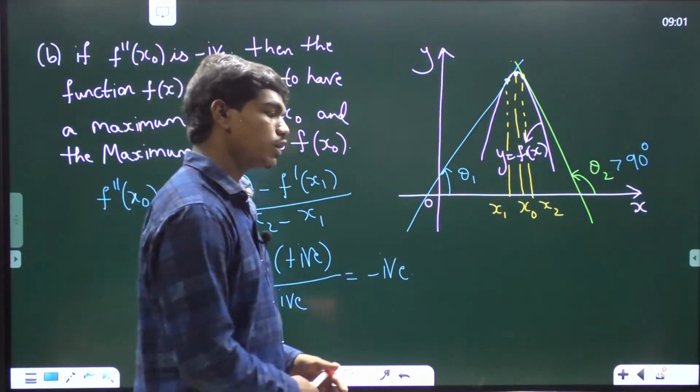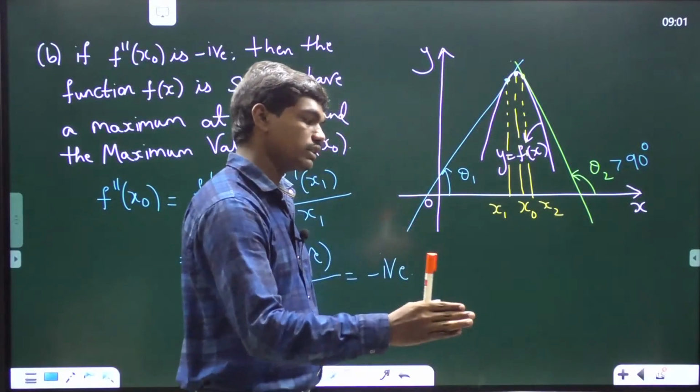Yes, slope is nothing but derivative. Manoj, I have explained it in my second lecture during the concept of differentiation. So please see it.